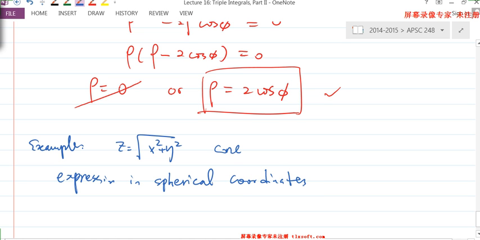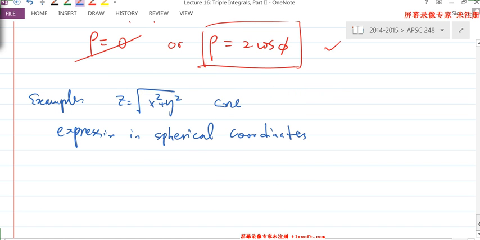Expression in spherical coordinates. So what do we do? We can try the approach in the previous example. Actually, we did already. So this expression should be what? Phi equal to pi over 4, right? In the previous example.